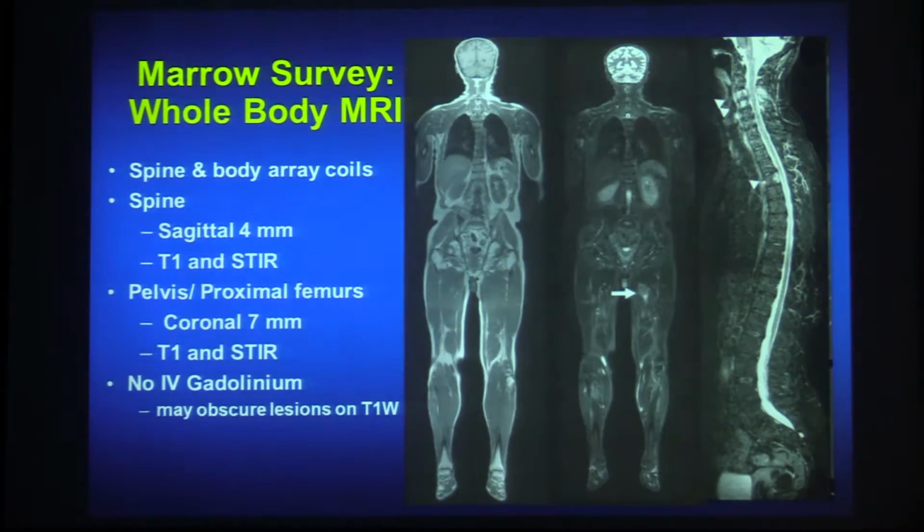Because of the power of MRI to look at marrow, people have developed techniques for doing whole body MRI surveys. This is just an example of a protocol that you might use. When you do this, you don't use IV gadolinium because the marrow lesions could enhance and disappear. In the States, this is a little bit challenging to do for a couple of reasons. Time on the magnet, the billing problems, and then who's going to read it.